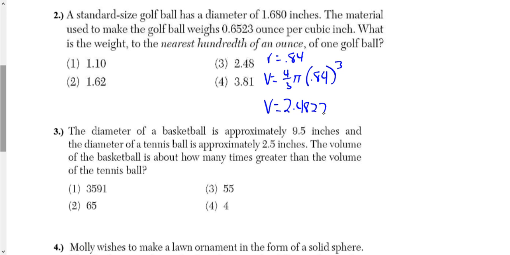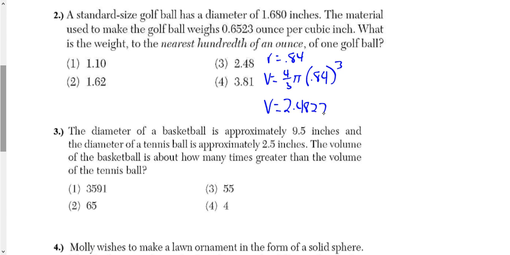Now, those who got choice 2, what did the problem ask you to find? I multiplied by the weight, 0.6523. So you were kind of confused whether you multiply or divide. Let's think of it in 2 ways. Let's try and think of it intuitively, right? It says the material weighs 0.6523 ounces for every cubic inch. How many cubic inches do you have? This many, and every one of them weighs that, so you'd multiply.